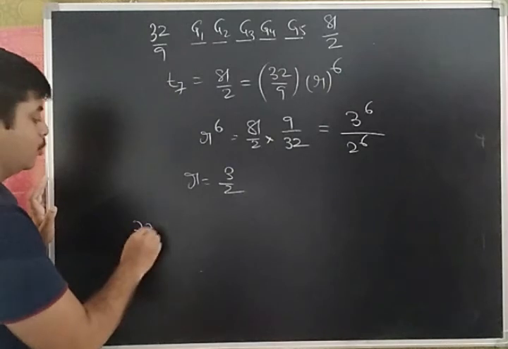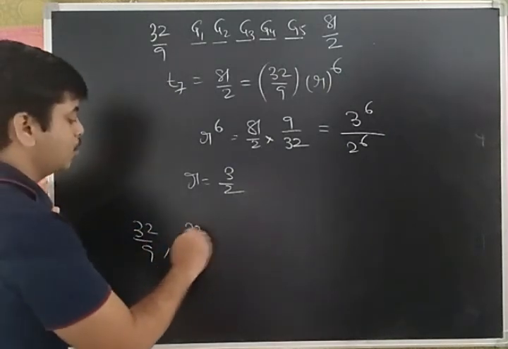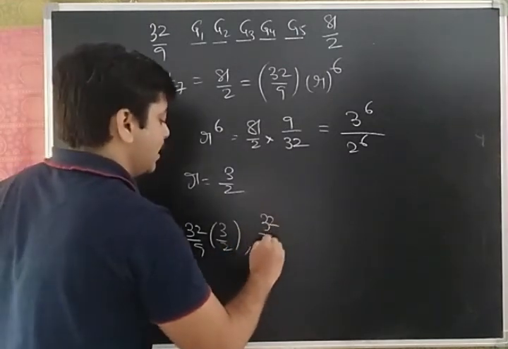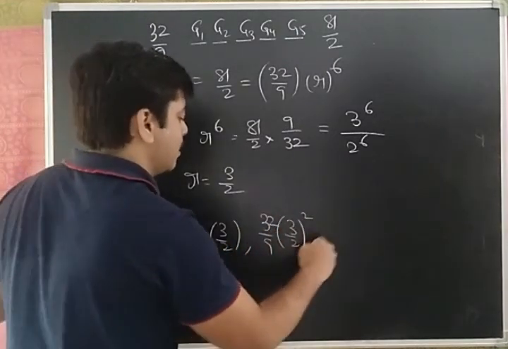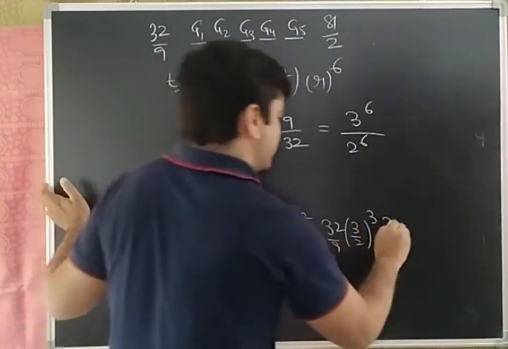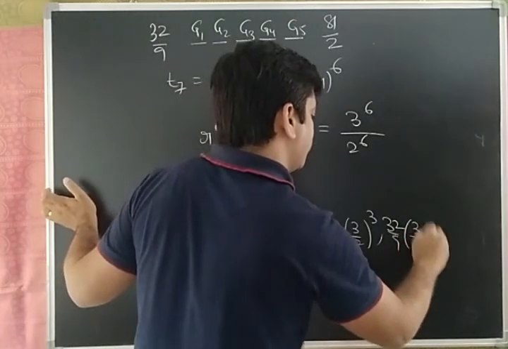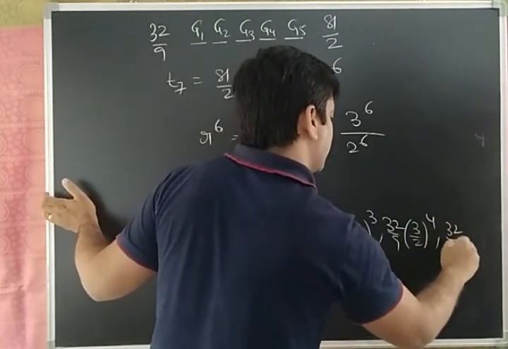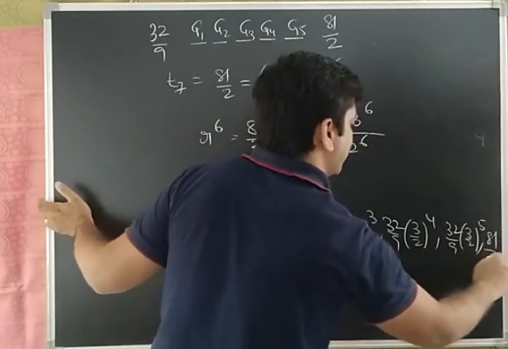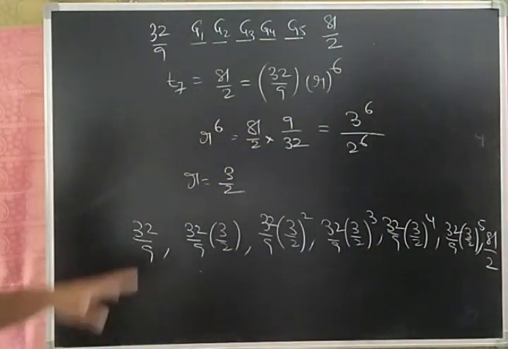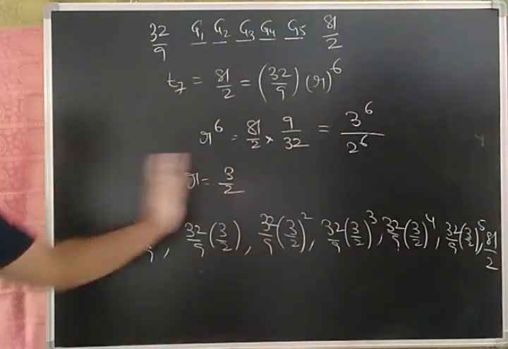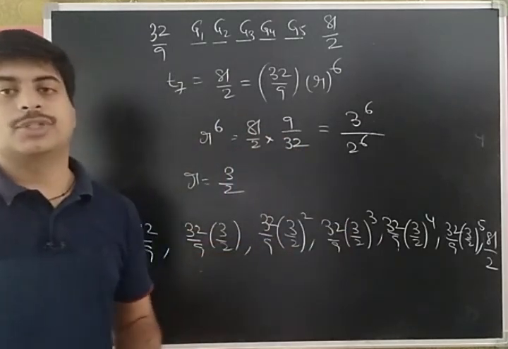The first term is 32 by 9. The next term is 32 by 9 into 3 by 2. Next one, 32 by 9 into 3 by 2 whole square. Then 32 by 9 into 3 by 2 whole cube. Then 32 by 9 into 3 by 2 whole power 4. And then the last geometric mean, 32 by 9 into 3 by 2 whole power 5. And the last one will be 81 by 2. So this forms the geometric progression of 7 terms: 1, 2, 3, 4, 5, 6 and that's 7. Please calculate these values to get the actual geometric progression.